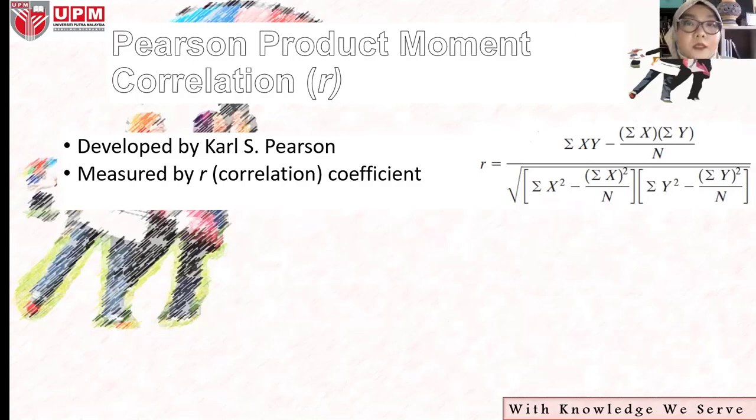Okay. So the Pearson product moment correlation, this is the brief related to PPMC. It is designated by R, the correlation coefficient, and it was developed by Karl S. Pearson. It is measured by the R value, which is the correlation coefficient. On your right side is the equation for the Pearson product moment correlation, which you have already learned during your statistics class, I'm sure.